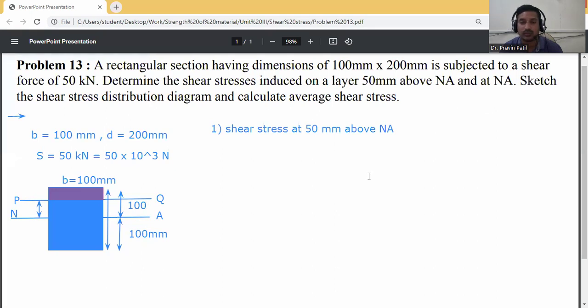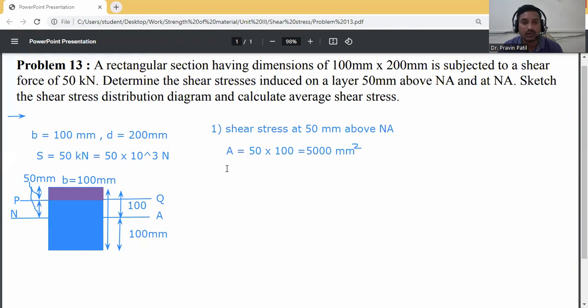Okay. So for this area, the depth of this colored portion is 50 mm. This one and this one are 50 mm, so total it is 100 mm. That's why it will be divided into two parts, that is 50 mm. Okay. So first of all, area of this portion A is equal to 50 into 100 mm. So it will be how much? 50 into 100, so it will be 5000 mm square.